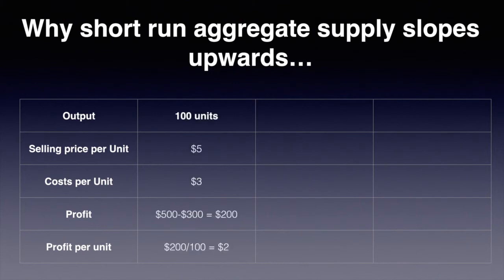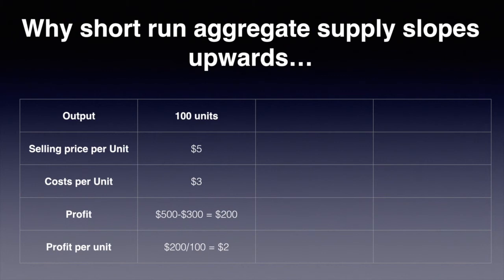Initially, the firm is producing 100 units and sells them for $5 each. To simplify, we'll assume they only have labor costs, which are $3 per unit. The total profit for 100 units is equal to total revenue, $500, minus total cost, $300. This is equal to $200. When we divide that by the amount of units produced, we can arrive at our profit per unit.